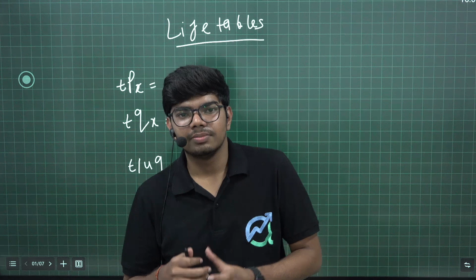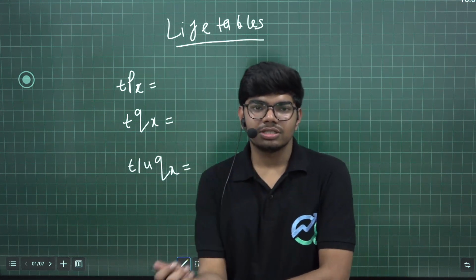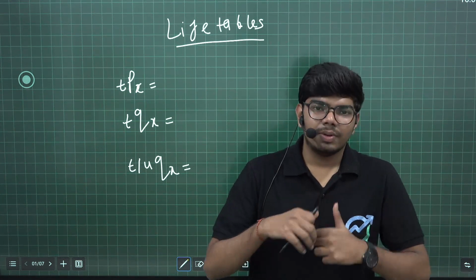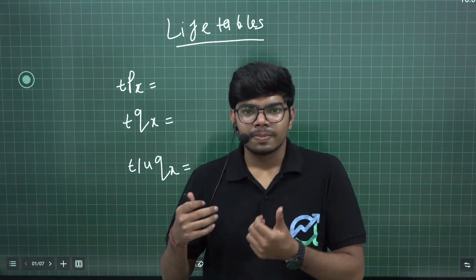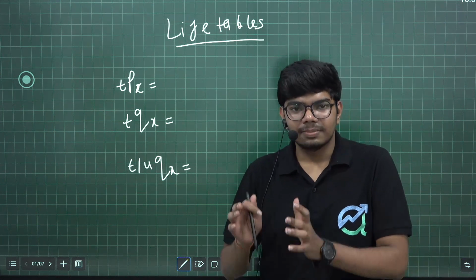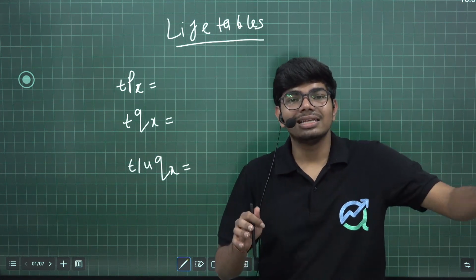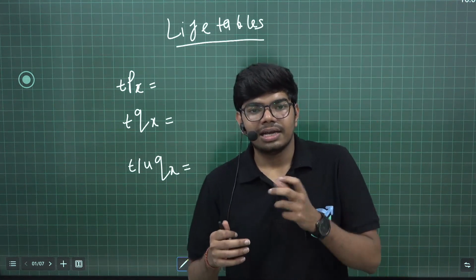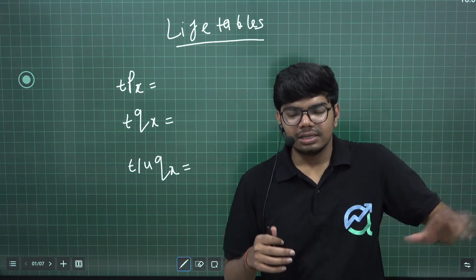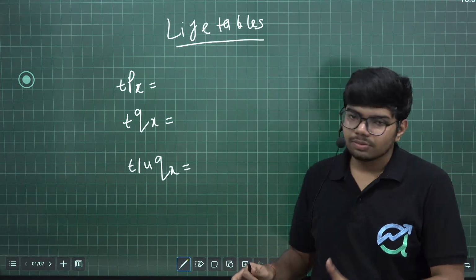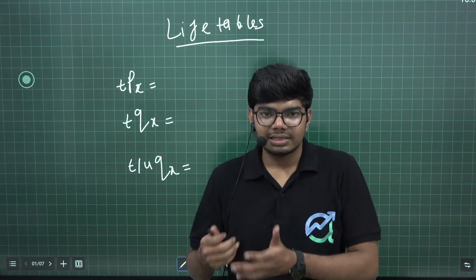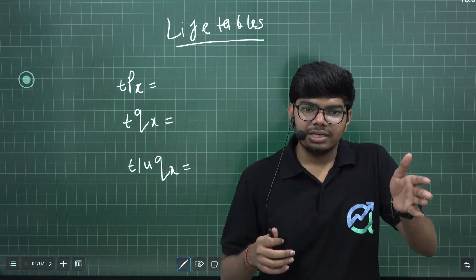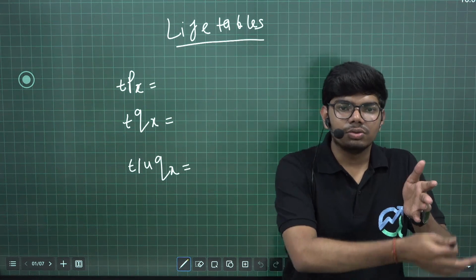Therein we had just dealt with the basic actuarial notations, which were tPh, tQh, and t deferred uQh. Now, just to give a quick recap of what we had done in the previous class, tPh essentially meant the probability that an h-year-old person would survive for at least t more years, and tQh essentially meant the probability that an h-year-old would die within the next t years. There was a third notation as well, t deferred uQh, which essentially meant the probability that an h-year-old person will survive for the next t years, and then will die within the next u years.